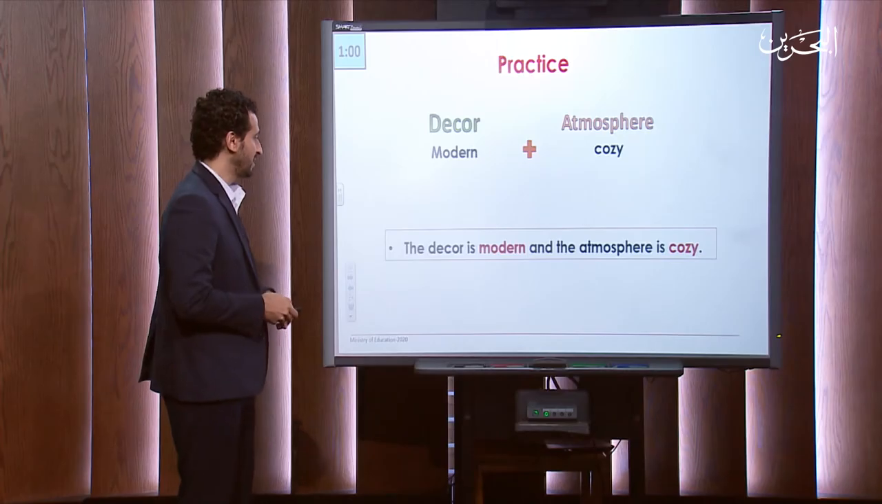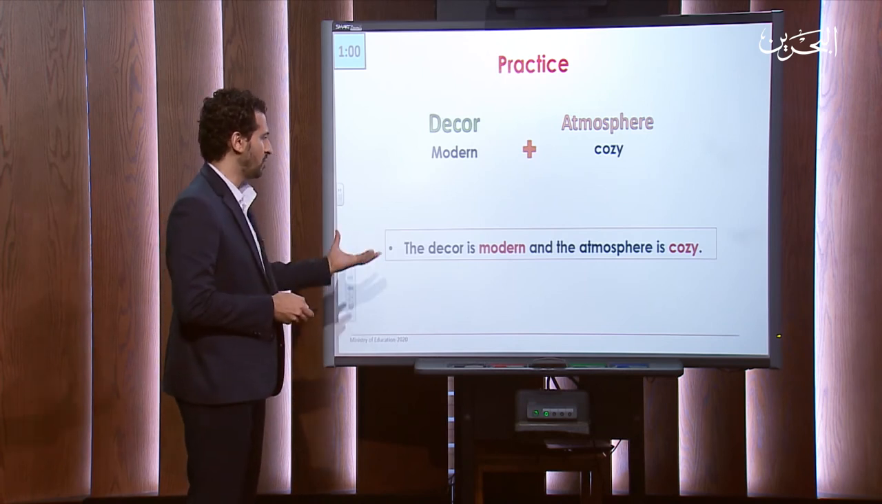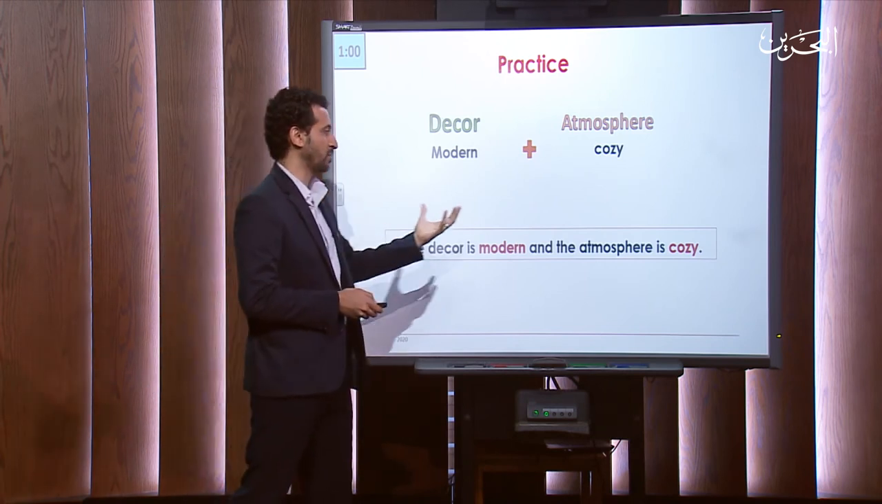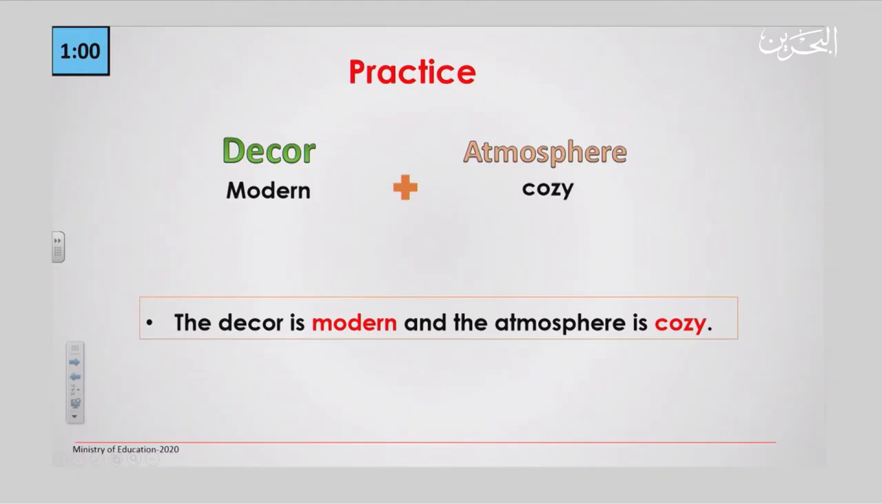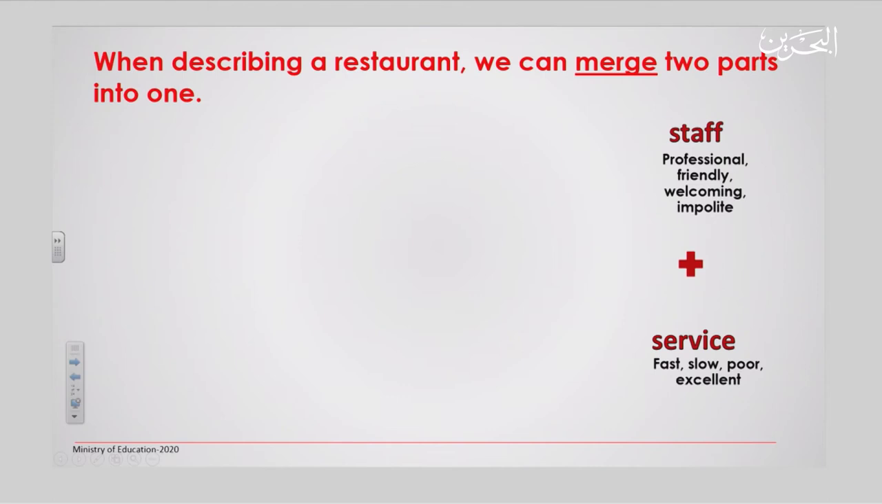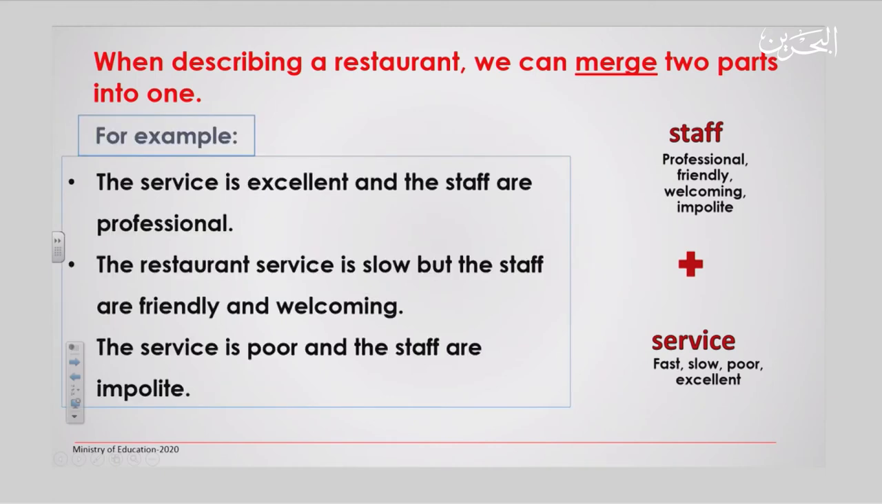Okay, let's check your sentence again. So this is the correct sentence. The decor is modern and the atmosphere is cozy. Okay, now let's move to staff and service. So you have different adjectives here and the same thing with service. And here are some examples for you. So the service is excellent and the staff are professional. The restaurant service is slow, but the staff are friendly and welcoming.